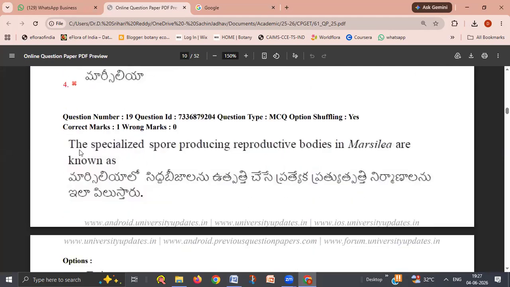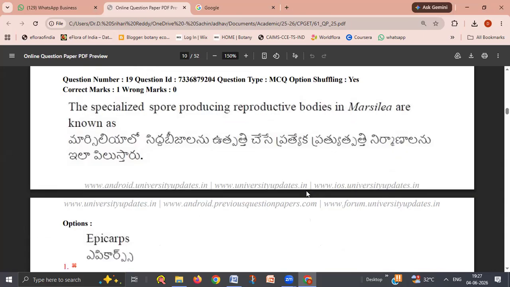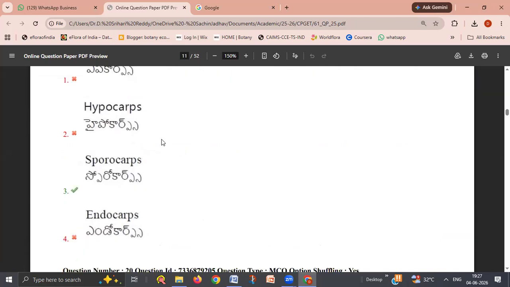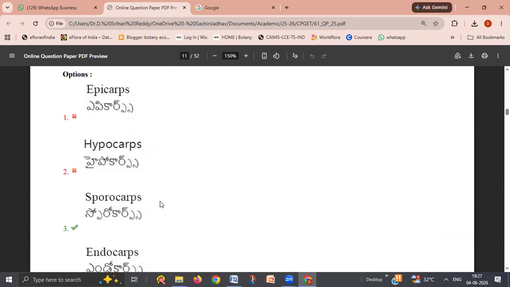And one more question. The specialized spore producing reproductive bodies in Marsilea are known as? So in Marsilea, there is one specific structure related to the production of the spores. Spores are released from that structure. So what is that structure called? Epicarp, hypocarp, porocarp, endocarp. All others are wrong. The right answer is sporocarp. The sporocarp is a specific structure.